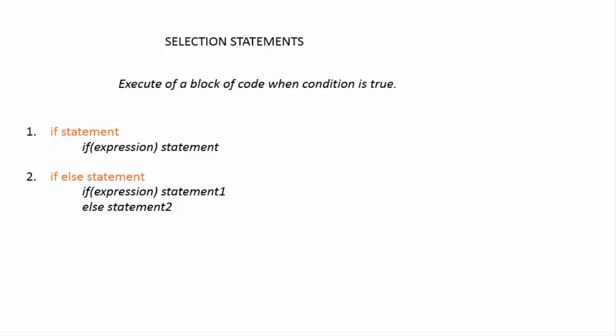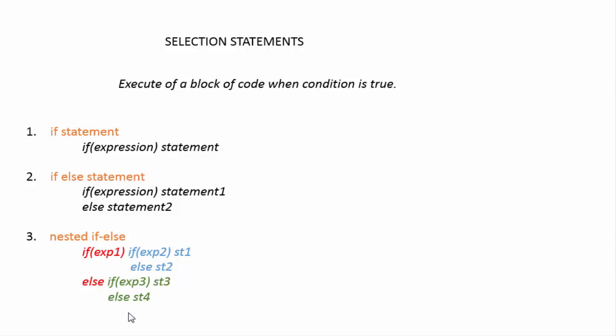Next is nested if else. An if else statement can be nested within itself, meaning the if else statement can itself contain another if else statement. That is, if expression 1 is true, this part of the statement, that is if expression 2 statement 1 else statement 2, will be executed. And if your expression 1 is false, then if expression 3 statement 3 else statement 4 will be executed.